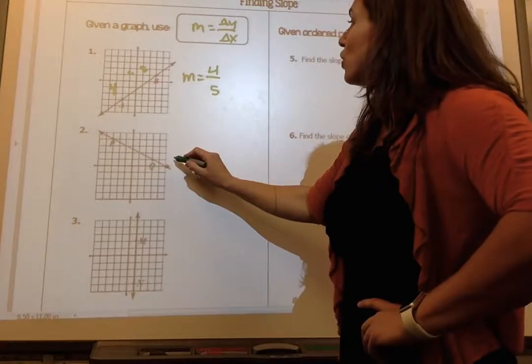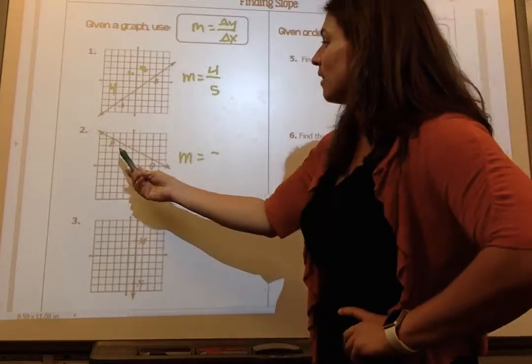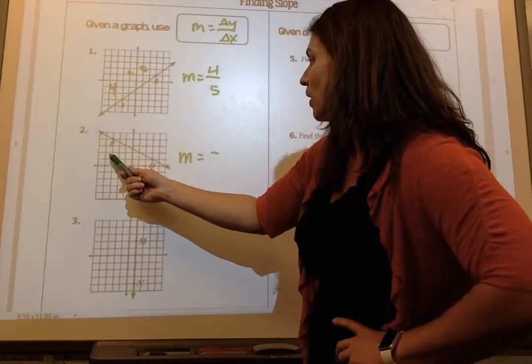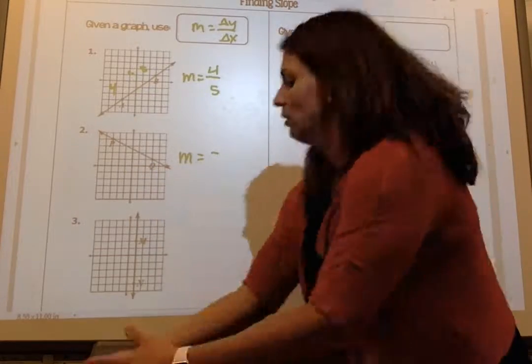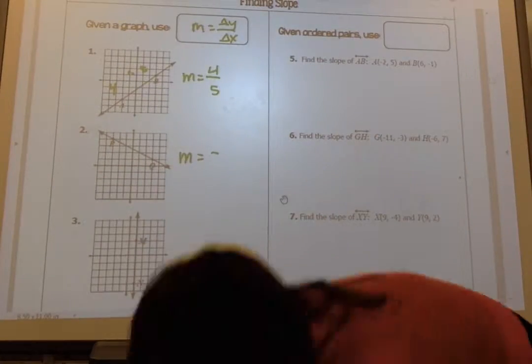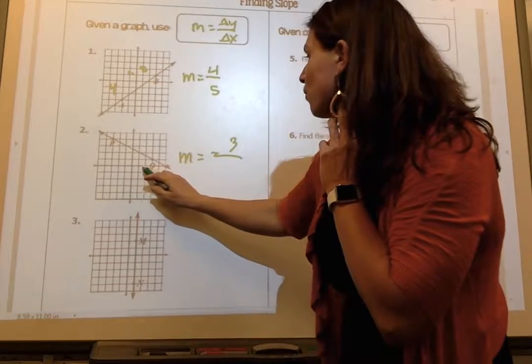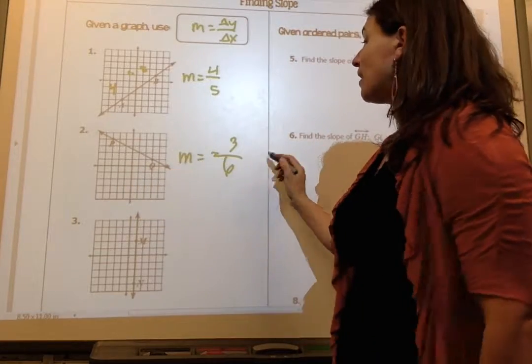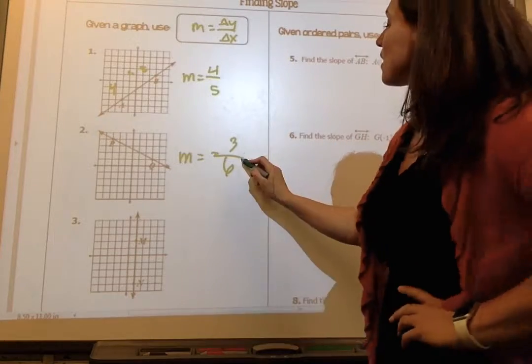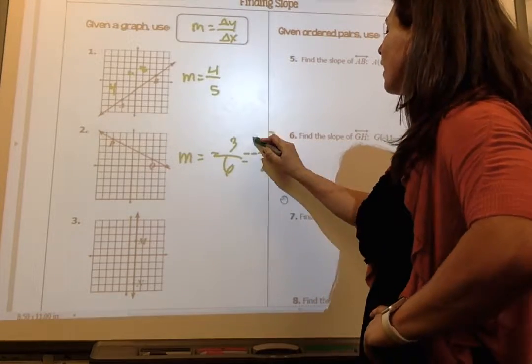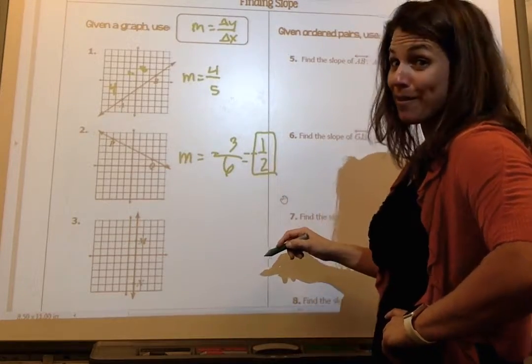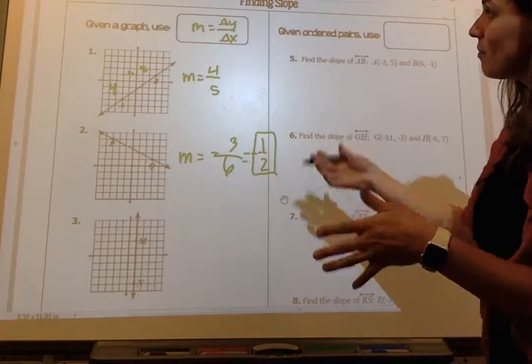My slope here, number 2, is negative. I know it's negative. And my change in y is 1, 2, 3. All right. So it's negative 3 over 1, 2, 3, 4, 5, 6. And what do I do if I have negative 3, 6? I always simplify to negative 1/2. Isn't that right, John? Always simplify. All right. That's 1 and 2.